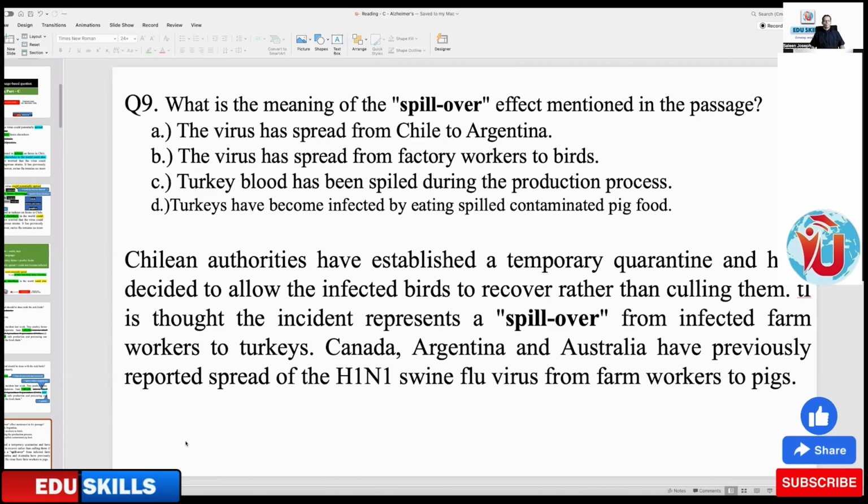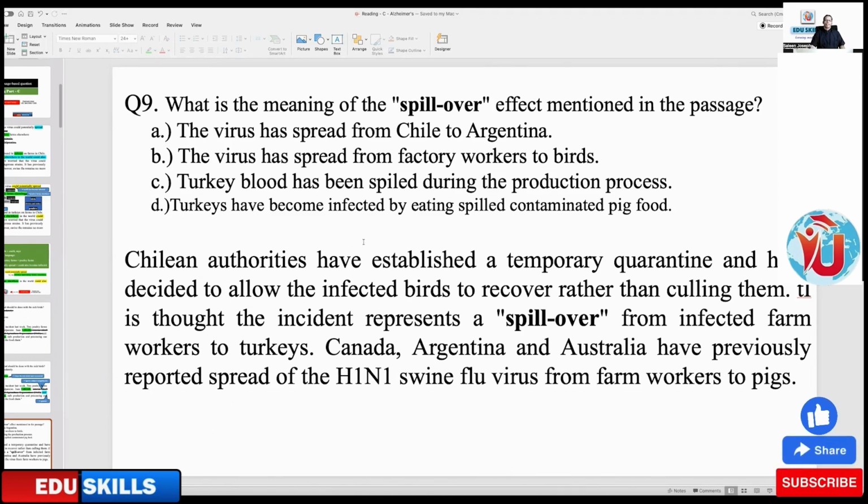Chilean authorities have established a temporary quarantine and have decided to allow the infected birds to recover rather than culling them. It is thought the incident represents a spillover from infected farm workers to turkeys. Canada, Argentina and Australia have previously reported spread of the H1N1 swine flu virus from farm workers to pigs.